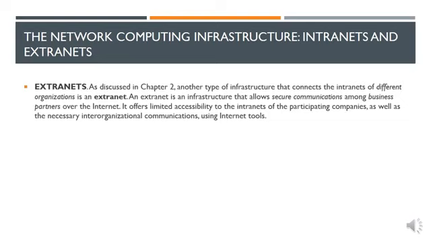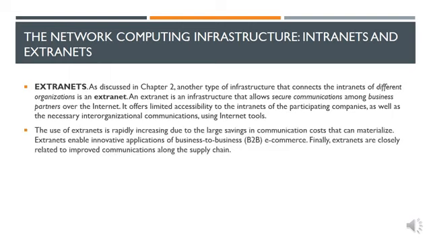Extranets. As discussed in Chapter 2, another type of infrastructure that connects the intranets of different organizations is an extranet. An extranet is an infrastructure that allows secure communications among business partners over the internet. It offers limited accessibility to the intranets of the participating companies, as well as the necessary inter-organizational communications using internet tools. The use of extranets is rapidly increasing due to the large savings in communication costs that can materialize.